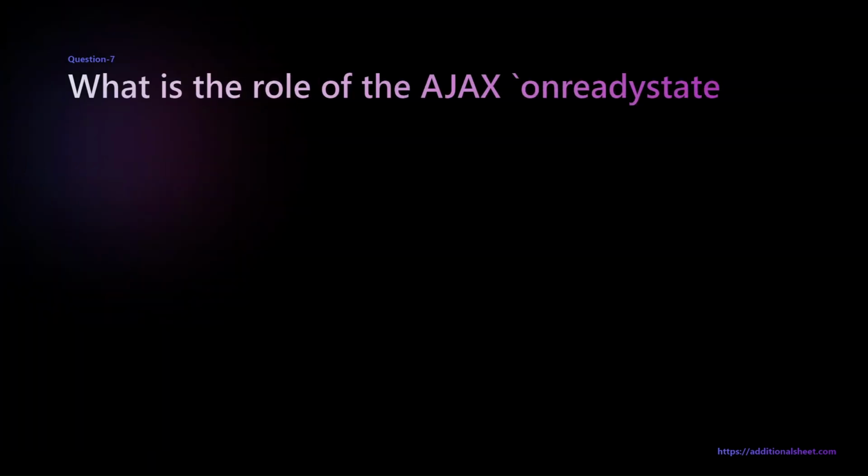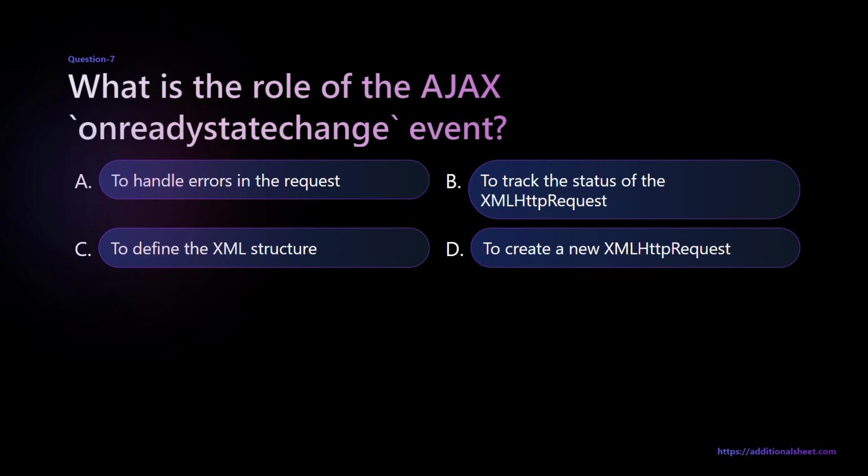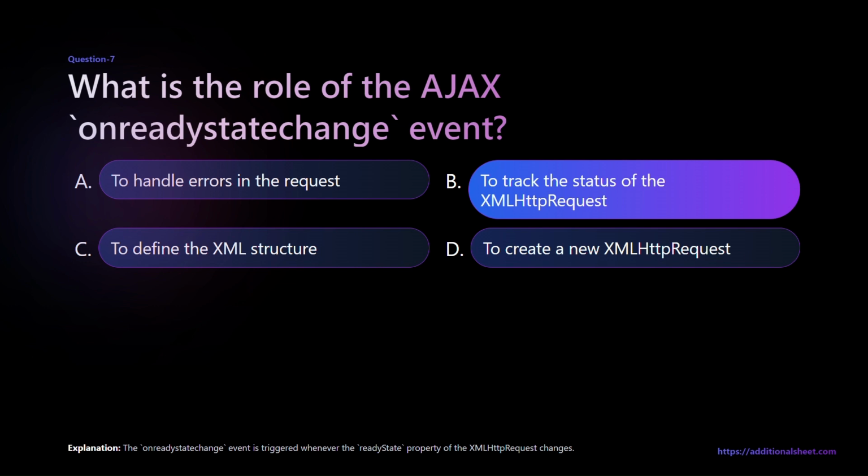What is the role of the AJAX on ready state change event? Option A, to handle errors in the request. Option B, to track the status of the XML HTTP request. Option C, to define the XML structure. Option D, to create a new XML HTTP request. The correct answer is option B, to track the status of the XML HTTP request.